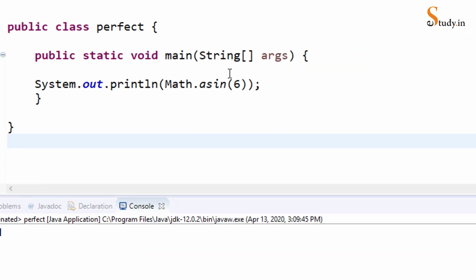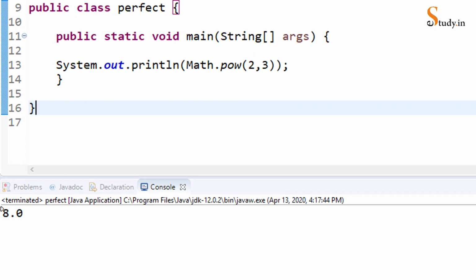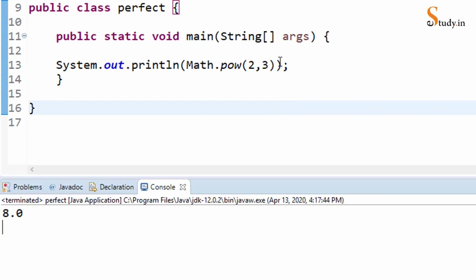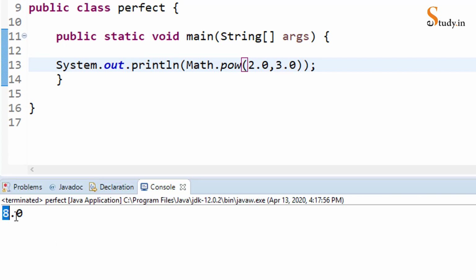Let us see the working of this function. If we have Math.pow(2, 3) and we run this, you see we get 8.0 here. Similarly, if you enter 2.0 and 3.0 and run this, again you get 8.0 in the output window. So this is how the Math.pow function works.